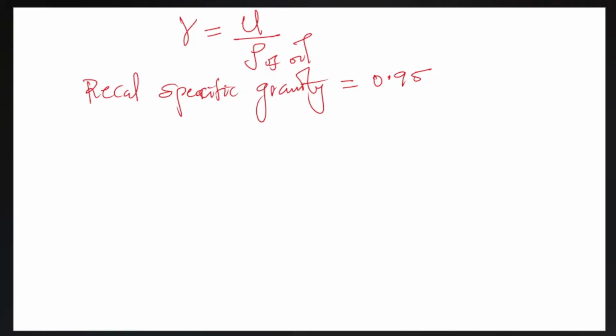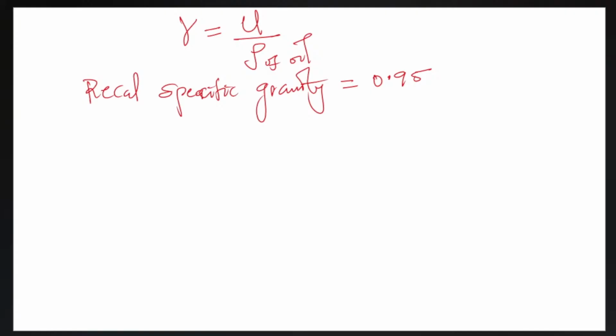Now, what we have here will be 0.95, and this will be equal to the density of oil, which we don't know, divided by the weight of water. And we know that the weight of water is 1,000 kilogram per meter square. For you to get your density of oil, you make density of oil the subject by cross multiplying, and you simply have that density of oil will now be equal to 1,000 multiplied by 0.95, and that will give you 940. So we have 940 kilogram per meter square. So this will be the value for your density of oil.